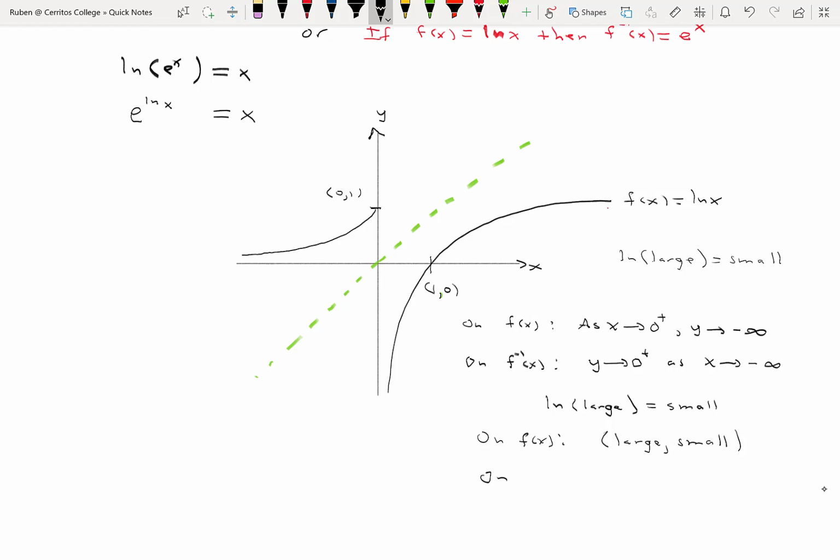So on the inverse, what does that mean? Remember, switch x's and y's. It only takes small values of x on the exponential function to produce very large values of y. So let's finish up the graph of this exponential function. It grows very quickly and very steeply. That second graph there is the graph of the exponential function, and it should be familiar to you.